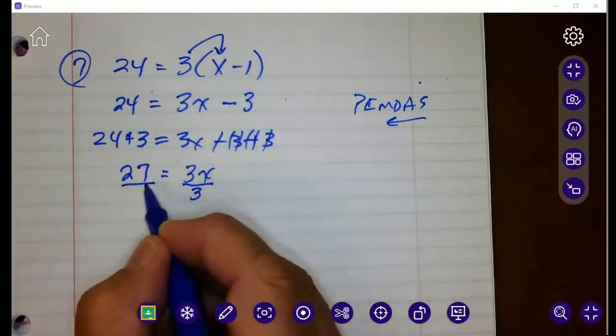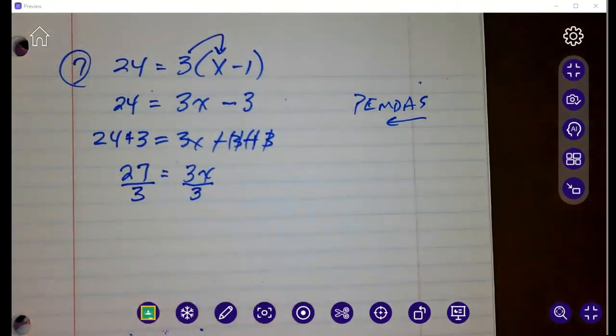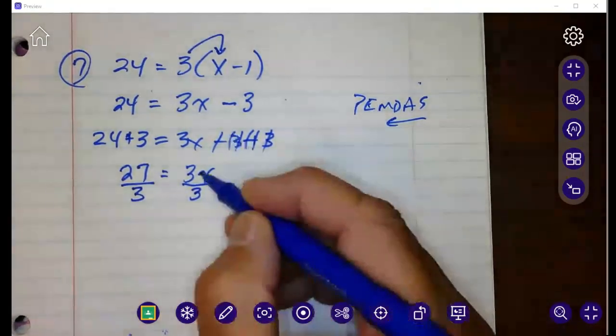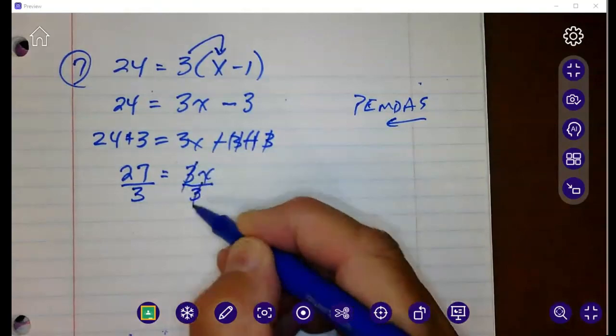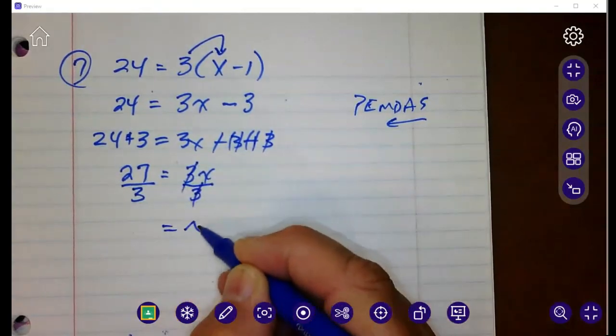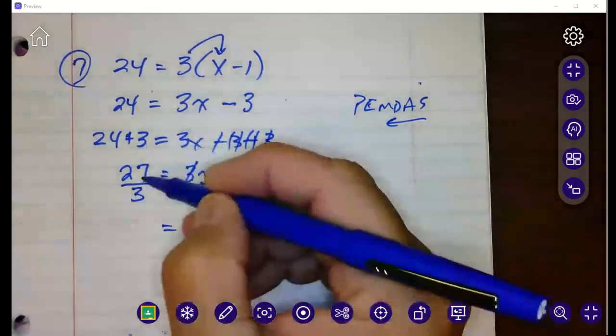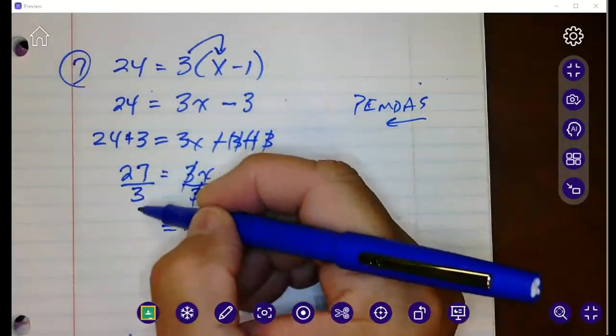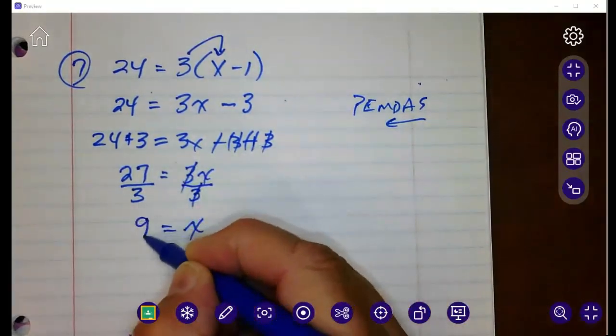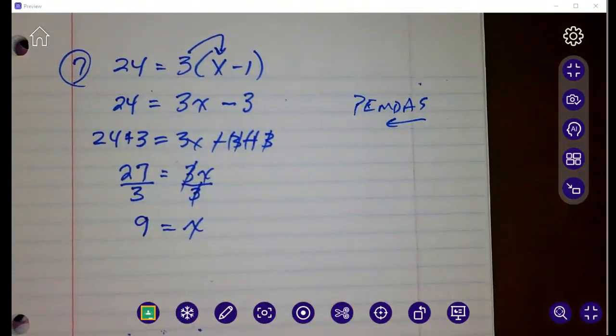If I do that on the left, I must also do that on the right. Over here, the 3's divide out. That's why we did that. And we're left with x, which is what we want, x by itself. And so on the left, 27 divided by 3 is 9.